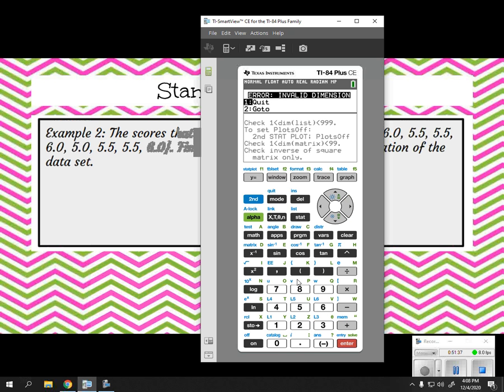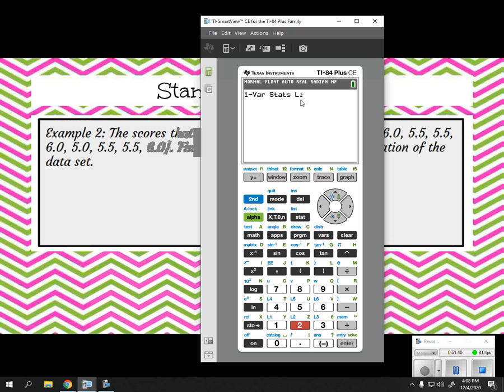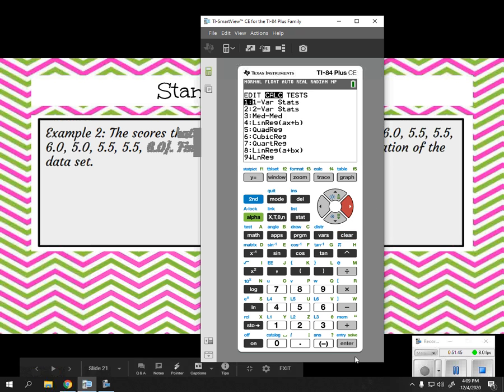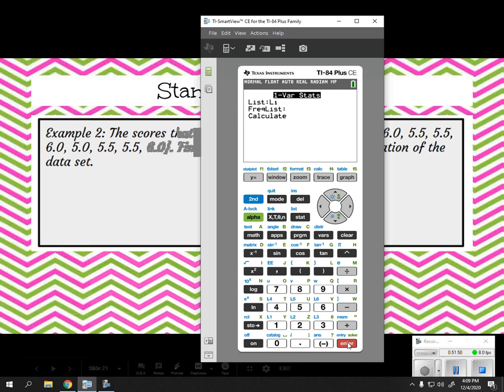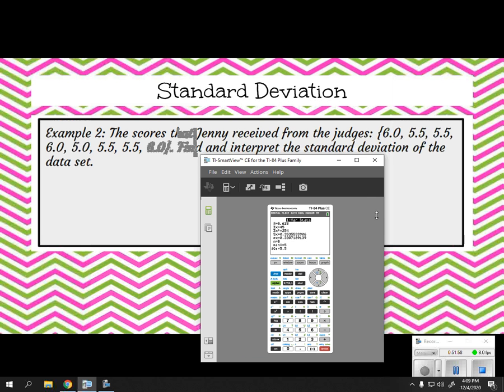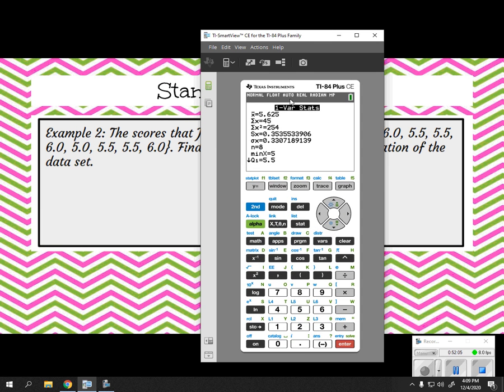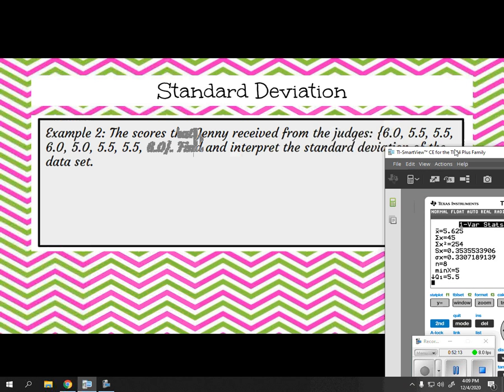So let's see. Oops, there's a problem. I didn't use my L2. Let's clear that out. Stat, right, 1-Var. I've got to remember to change this to L1 because nothing is in L2. And then the standard deviation. Okay, so look, 0.33. These numbers are really, really close, right? 6 and 5.5 happen a whole bunch, not a whole lot of deviation. So we have a very, very small number, which means that the values are consistent.